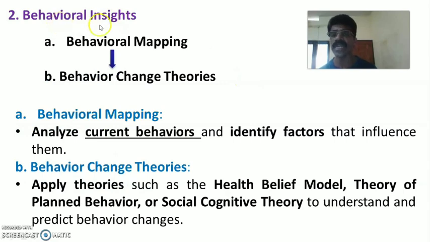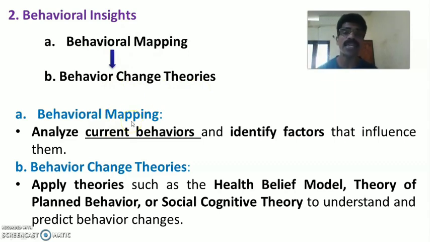The second strategy is behavioral insights, that is, understanding the behavior of the target people or subgroups. Behavioral insight includes two steps, behavioral mapping and behavioral change theories. Behavioral mapping is nothing but identifying the current or present behavior of the target group or subgroup. Then modifying their present behavior by applying certain behavioral theories, that is motivation theory. So behavioral insight includes two steps, behavioral mapping and behavioral change theories, that is, application of behavioral theories.